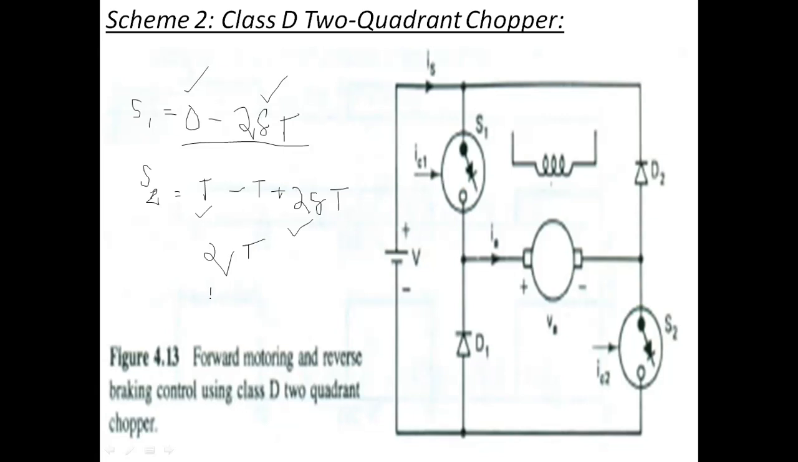What is the duty ratio? Delta is equal to t on by 2t, where t on is the operation time period of each switch. It should be noted that the instants of turn on are fixed for both the switches.